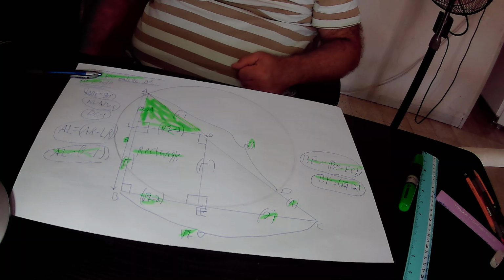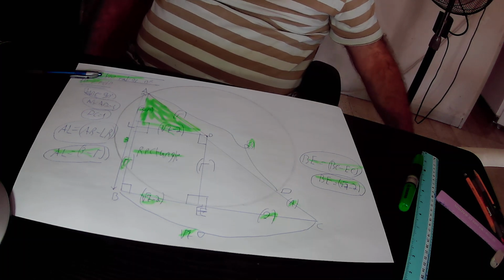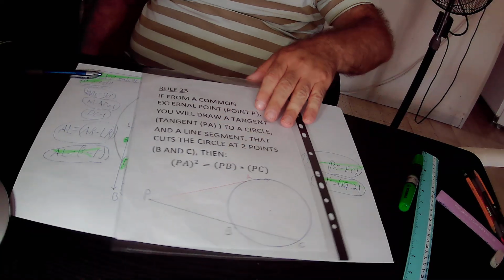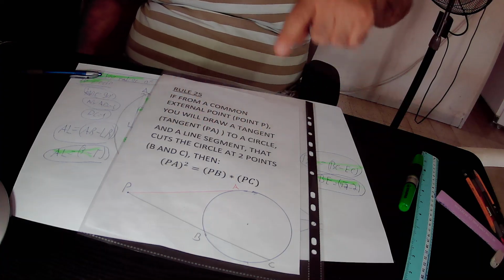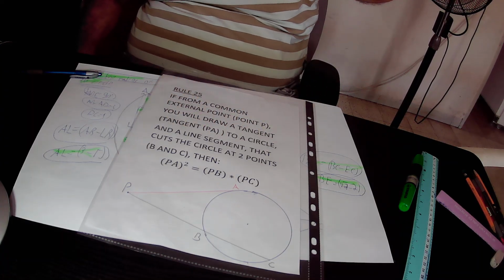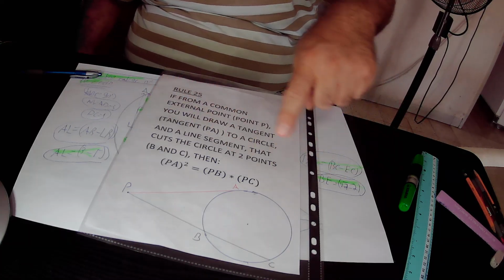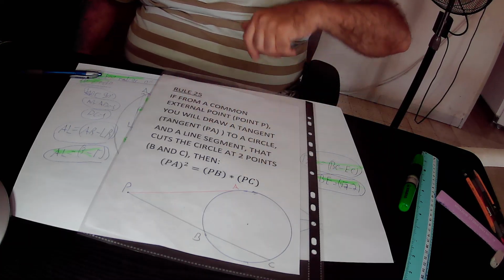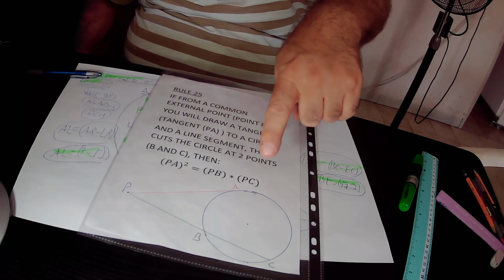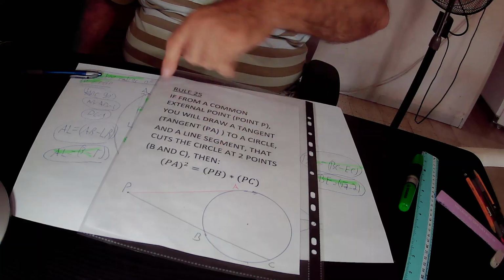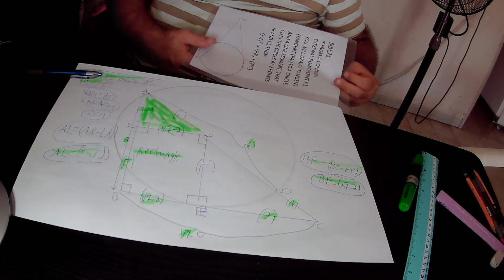So first of all, we implement Rule 125 in our drawing. According to Rule 125, if from a common standpoint point P we draw a tangent PA to a circle, and also a secant PC that cuts the circle at two points B and C, then PA squared equals PB times PC. So we can implement Rule 125 in our drawing.